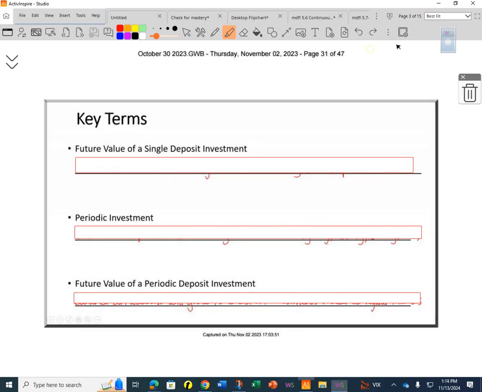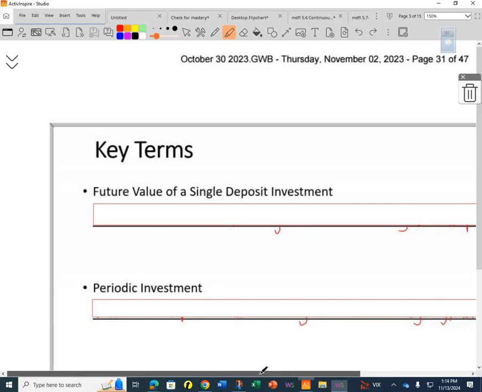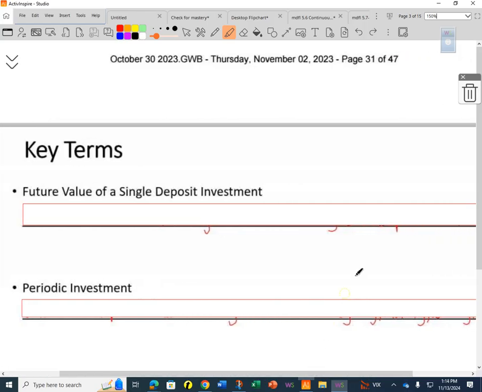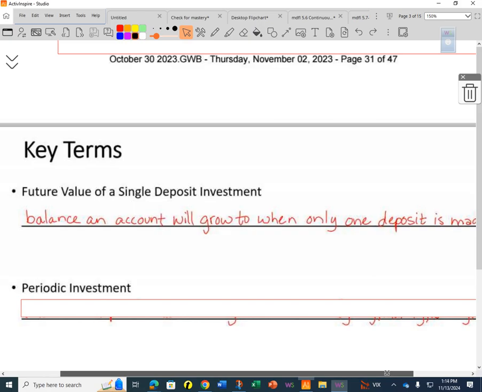So we're starting with some key terms. The future value of a single deposit. We've actually been finding the future value of a single deposit. When this says if you deposit $1,000 now at 10% interest, how much money will you have in 30 years if it's compounded quarterly? We know how to plug that in the formula and find our ending balance, right? So that's what we're talking about. The balance an account will grow to when only one deposit is made.